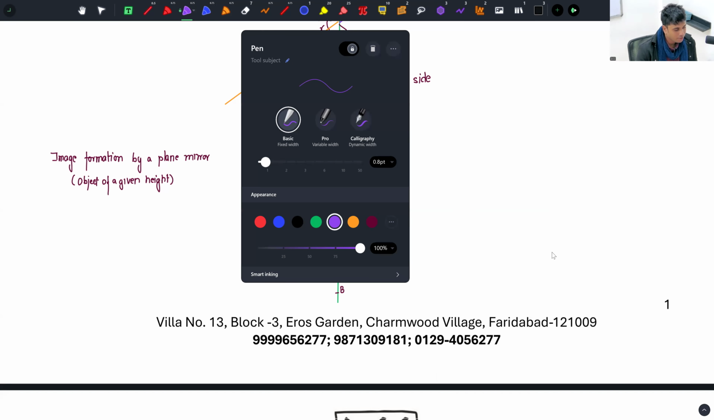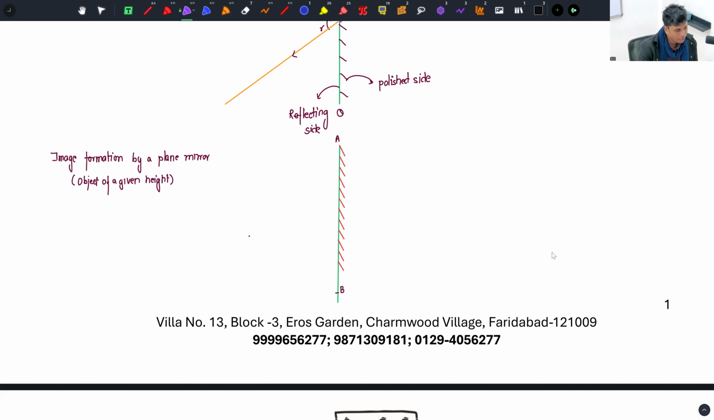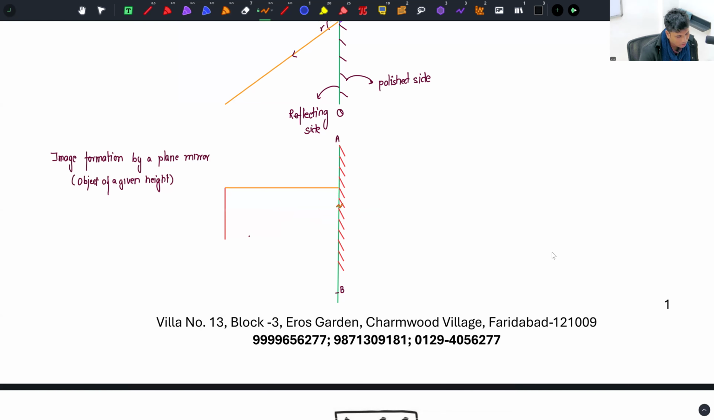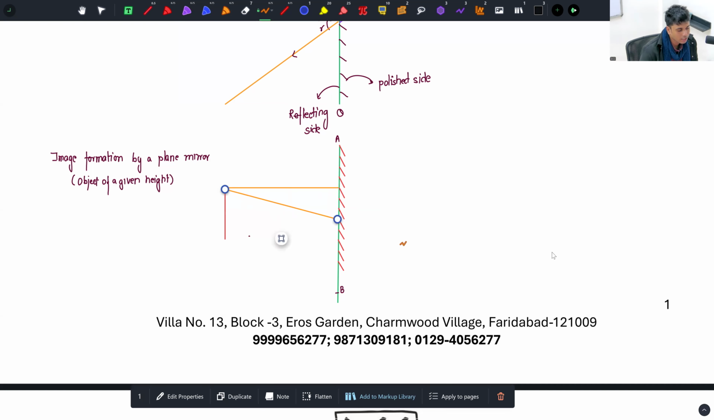Now let's say we have an object of a given height. So we have one particular given height of object, and मुझे इसकी देखनी है कि image कैसे बनती है. Okay, now let's again have some rays. Let's have one of them as straight, and another one at some particular angle. Let's say this is the angle.